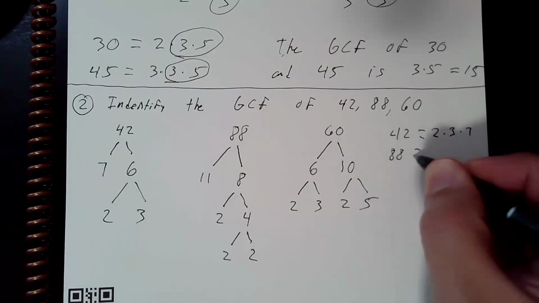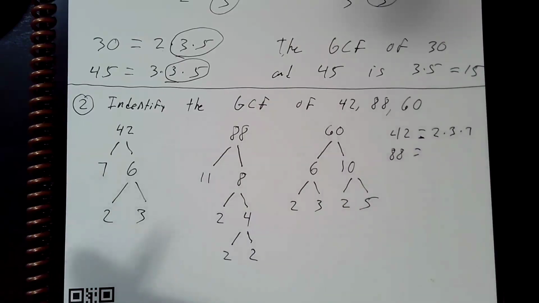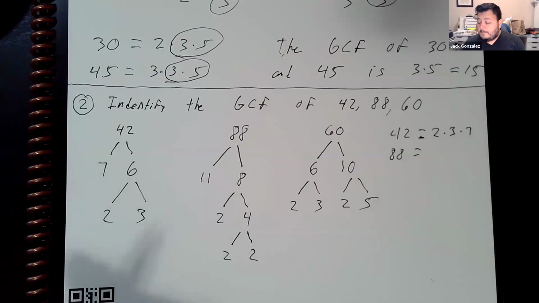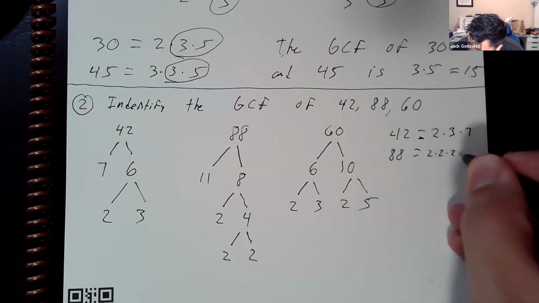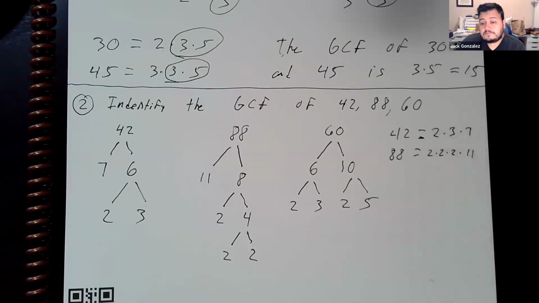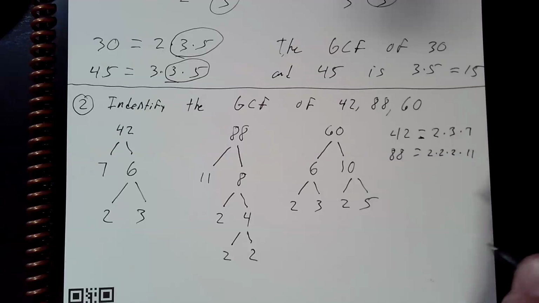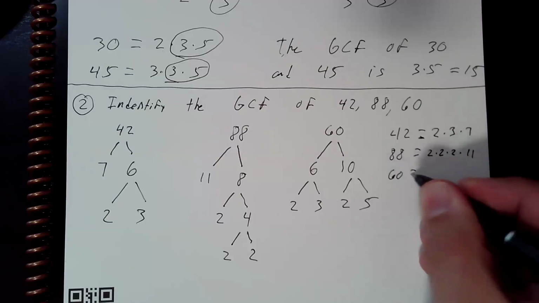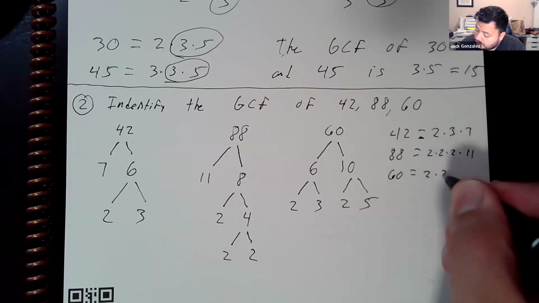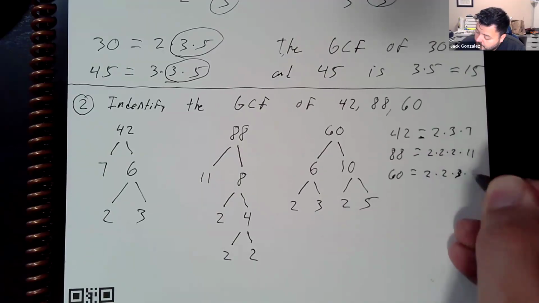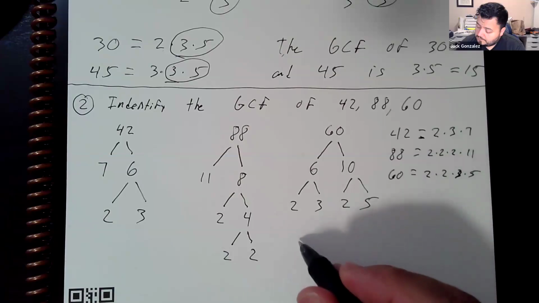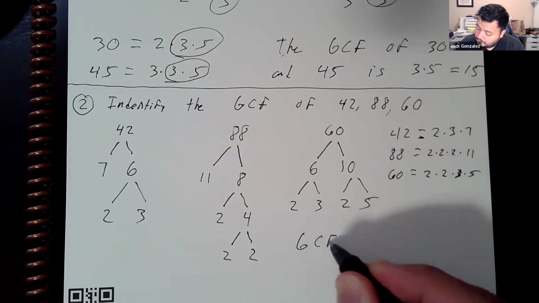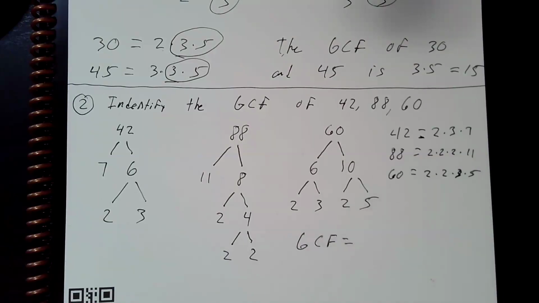88 is going to be 2 times 2 times 2 times 11, right? 60 is 2 times 2 times 3 times 5. So what is the GCF? 2 and 3.